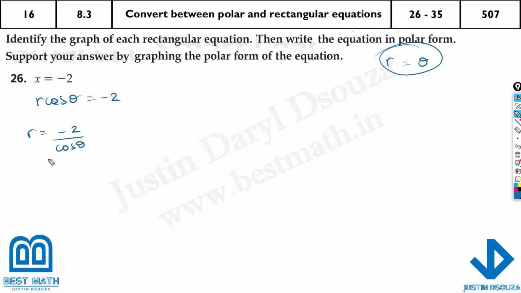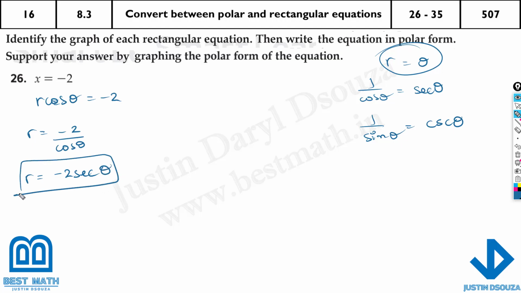And then what we have to do is remember the reciprocal identity. 1 by cosine theta is secant theta, whereas 1 by sine theta would have been cosecant theta. So here it's 1 by cosine, so r is equal to minus 2 secant theta. This is the final answer.